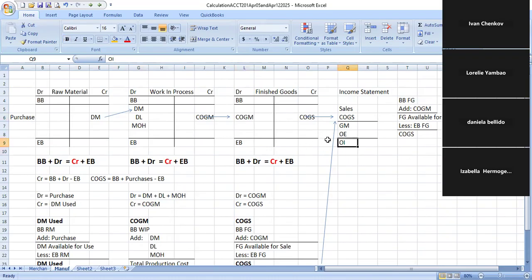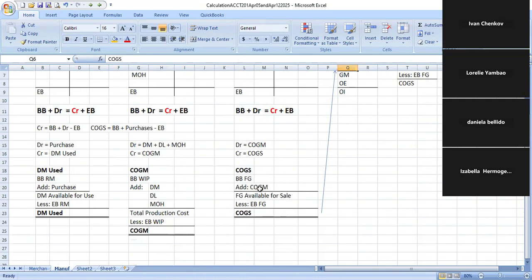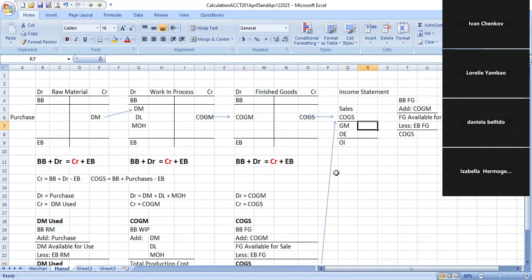So what was the tricky part? To get the cost of goods sold. How are you going to get it? With the finished goods. Beginning balance, add the cost of goods manufactured, available for sale, less cost of goods sold. Get the gross margin. After that, get the operating expenses, and you're getting the operating income. That was the thing that you had to do in your assignment.